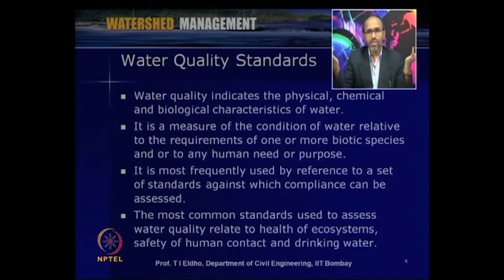We will be comparing with those standards by going through various tests, and then we will see whether compliance is met as far as the particular sample or particular source is concerned, and then we have to see whether that particular usage is permitted or not. The most common standards used to assess water quality related to health of ecosystems, safety of human contact and drinking water are generally the World Health Organization standards. We have to go through various tests and see that the samples are complying with these standards, and then accordingly we can decide whether water can be used for domestic or industrial or agricultural or various other purposes.